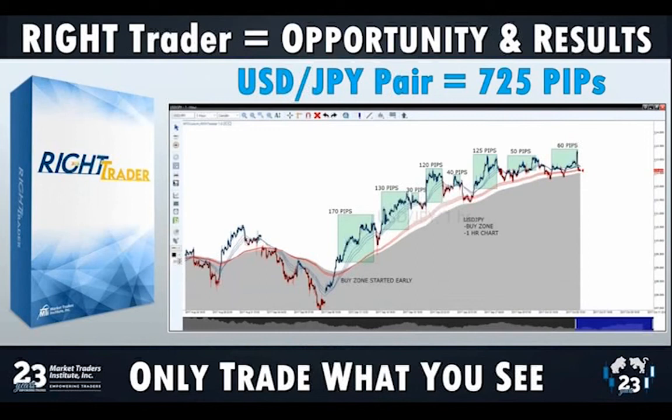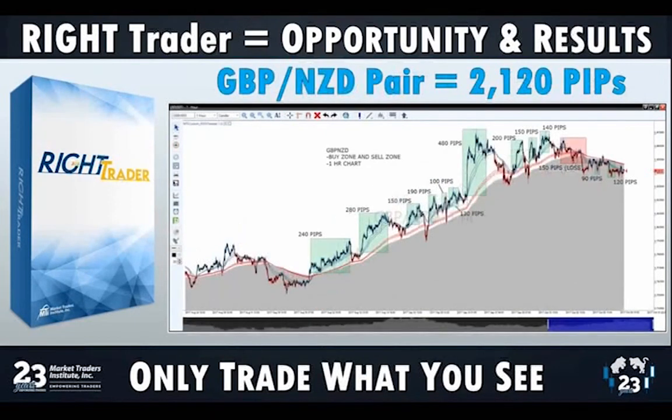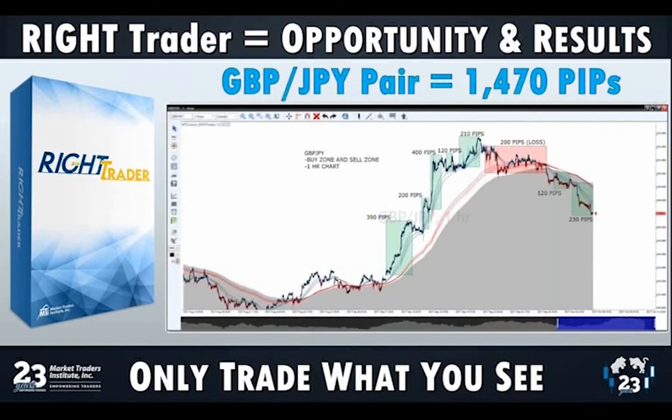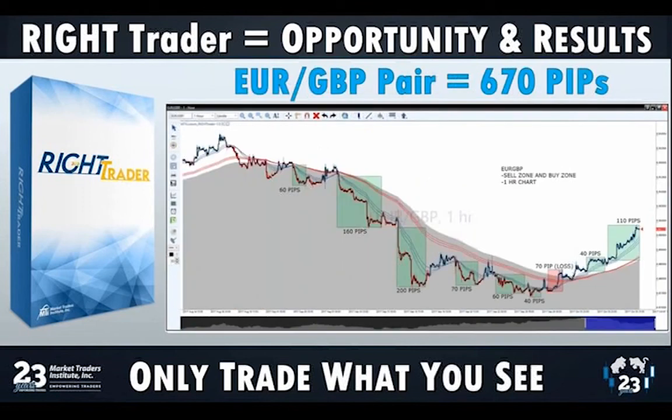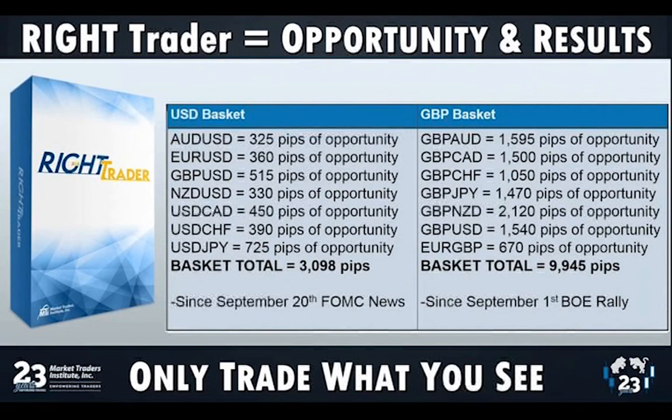In the US dollar, Japanese yen pair, 725 pips were captured. In the Great British Pound, New Zealand dollar pair, over 2,000 pips were captured. In the Great British Pound, Japanese yen pair, 1,400 pips were captured. In the Euro GBP pair, 670 pips were captured. All in all, in two separate basket trading opportunities.